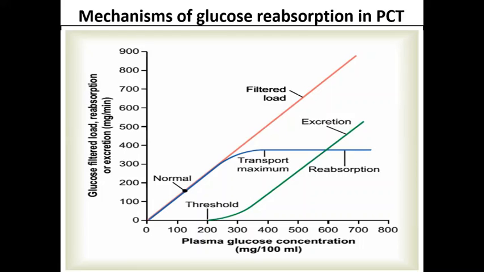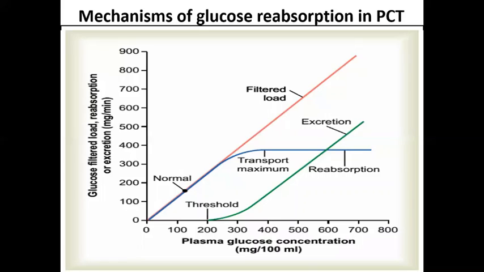Then the one in green is indicating excretion of glucose, if at all the T maximum has been reached. So the moment you exceed the T maximum, you have some amount of glucose that will be excreted. So you have excretion shown in green here. This is the urine, the concentration of glucose in the urine. So we say that as long as the T maximum is not reached, whatever amount of glucose is being filtered is going to be reabsorbed.